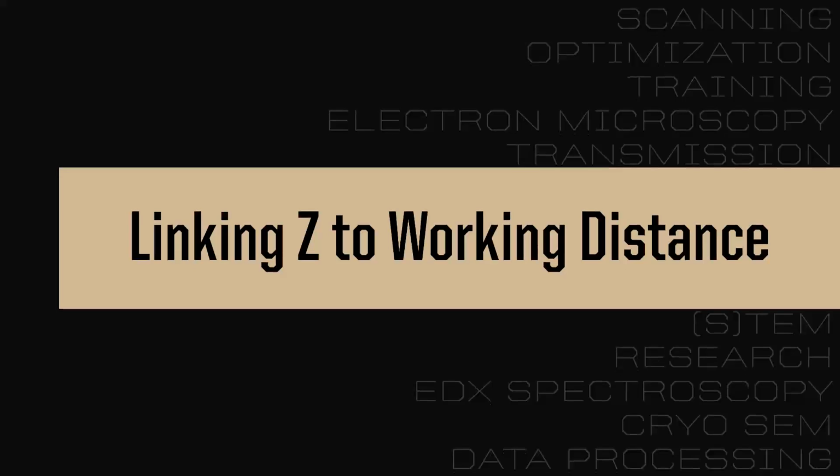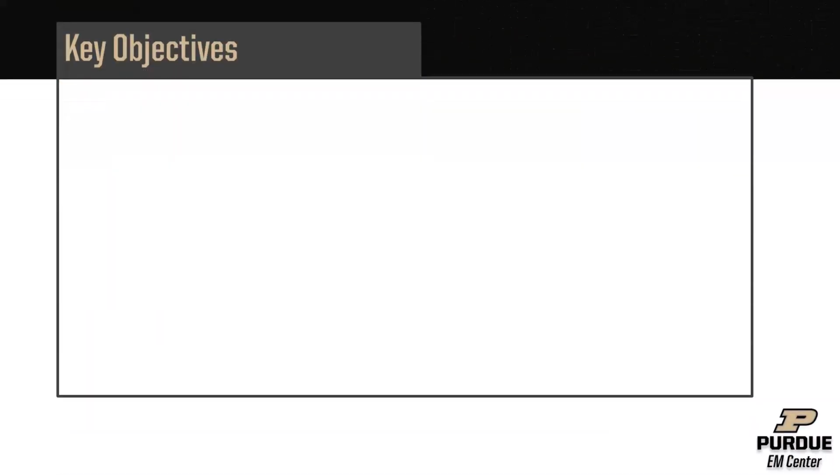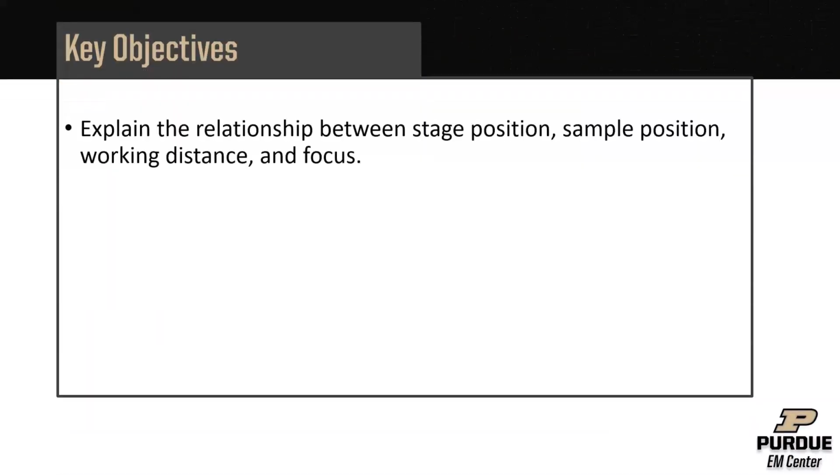So today's training topic is going to be all about linking Z to working distance in an SEM. And our key objective of the training video is going to be explaining the relationship between stage position, sample position, working distance, and focus. And we'll start by using an animated demonstration to explain what's happening behind the scenes in the SEM, and then we'll go through a live demonstration as well on a real SEM to show you how this will work inside the microscope itself.